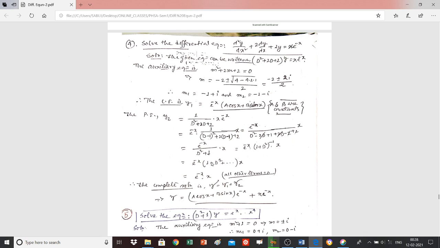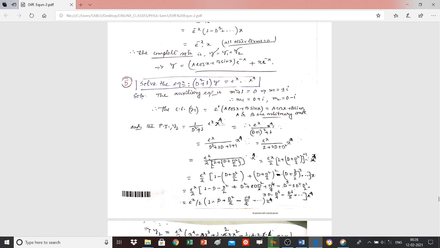So e to the minus x, and you can expand this as 1 minus D square. Other terms will give you 0 result upon applying on x. So from here e to the minus x, and this will give you x, and D2 is equal to 0. D2x is equal to 0. So from here this is the particular integral. So the complete solution is this.